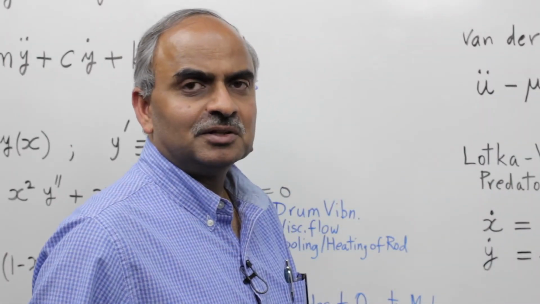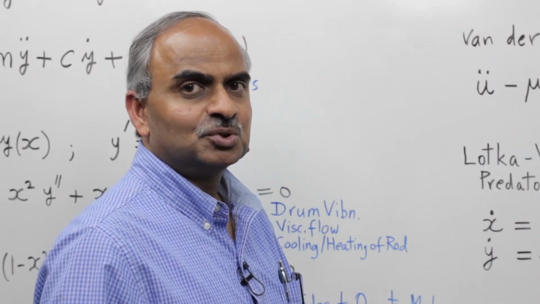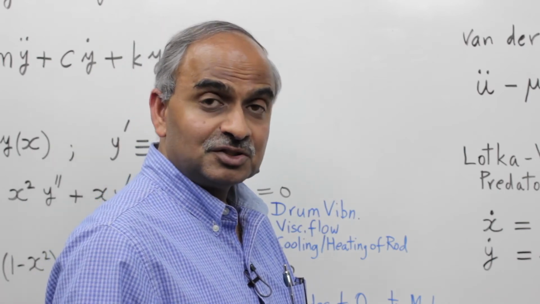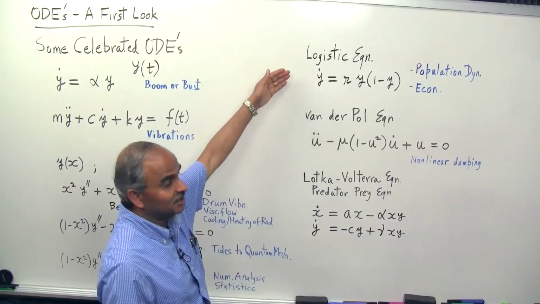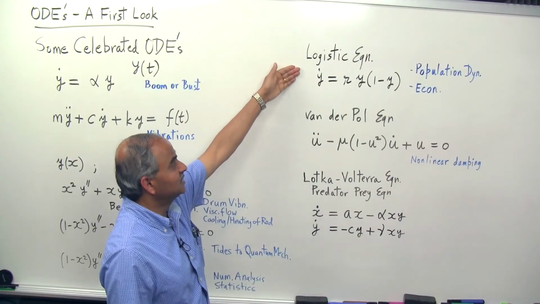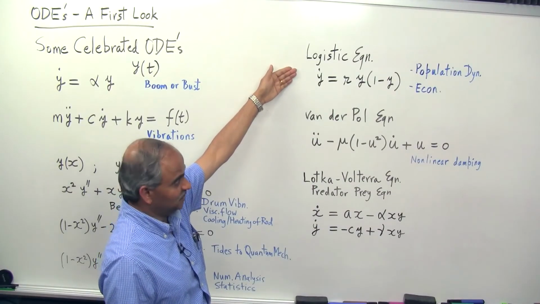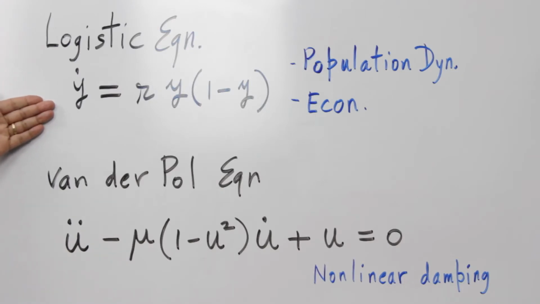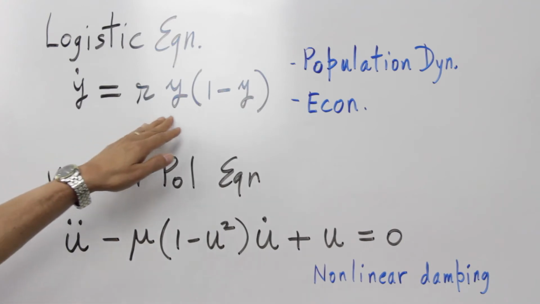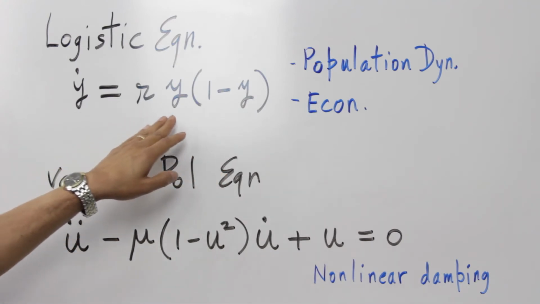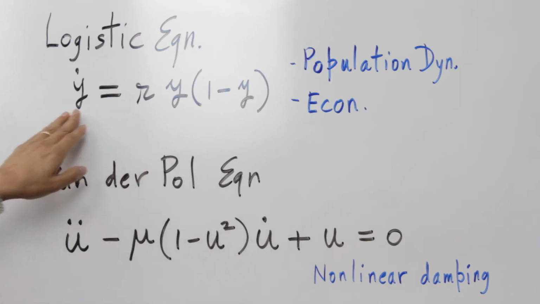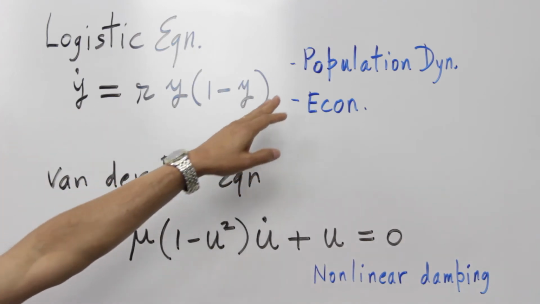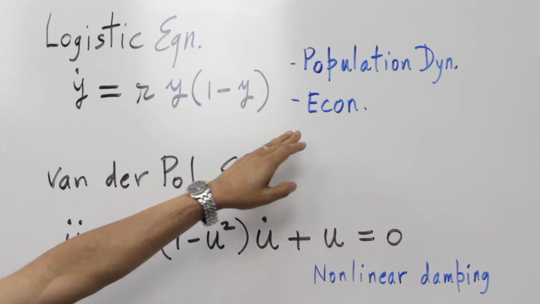So now we will extend our discussion to look at some famous nonlinear differential equations, a small sampling of them. Let's start by looking at the logistic equation. This is for a single dependent variable y, whose rate of change is given by r times y times 1 minus y. Typically r is a positive number, and this equation arises in the context of population dynamics and in economics.